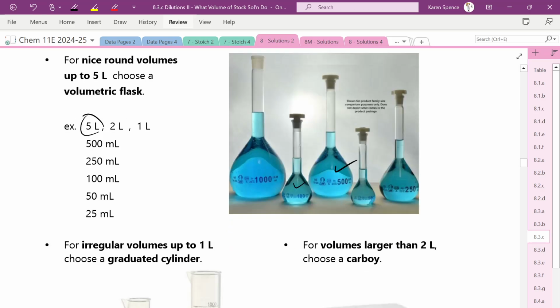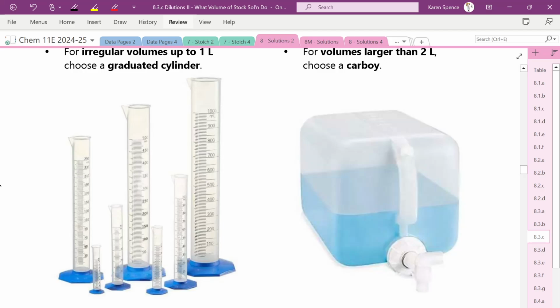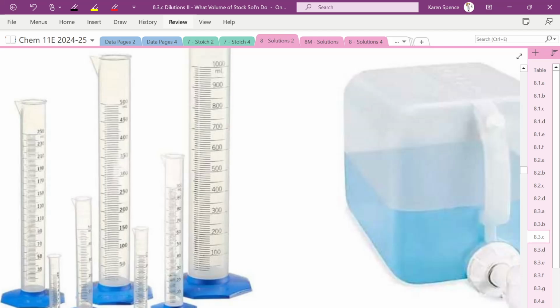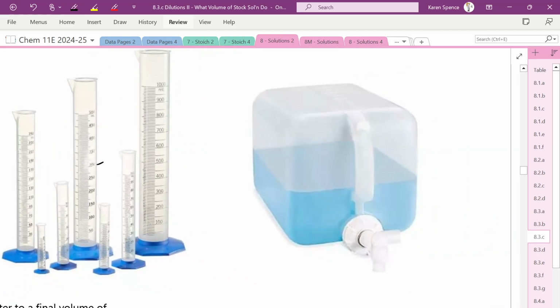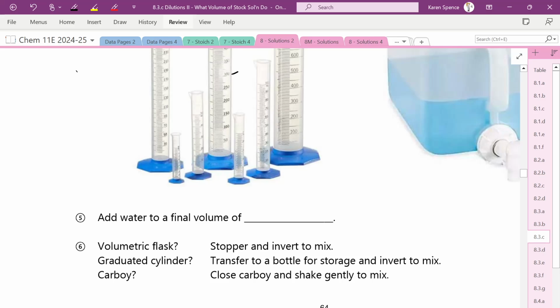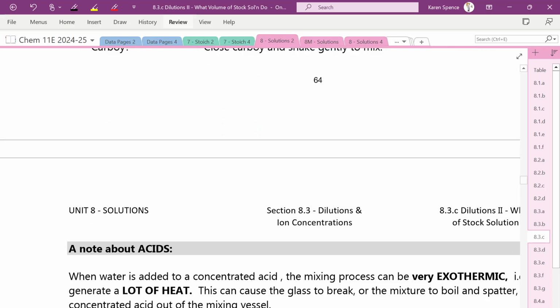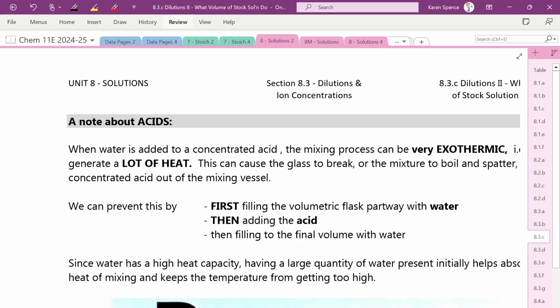Okay, so here we go. For irregular volumes, say you needed 300 milliliters, you could use a 500 milliliter flask and fill it up to 300. You can use a carboy for bigger volumes. And one last thing, and that is about acids.